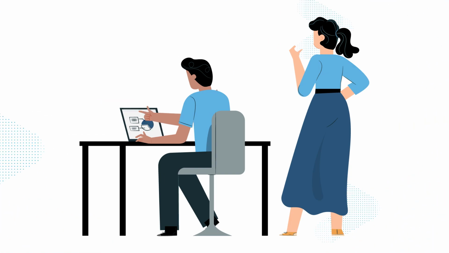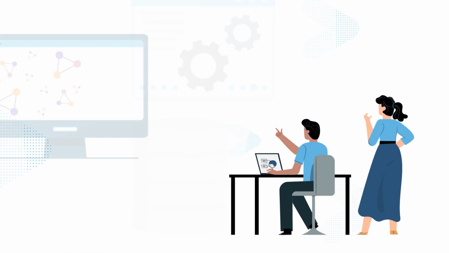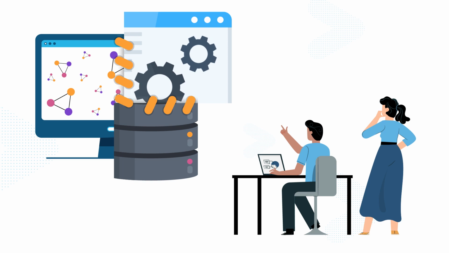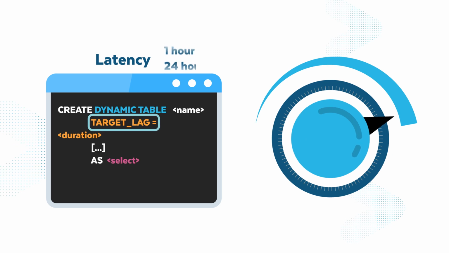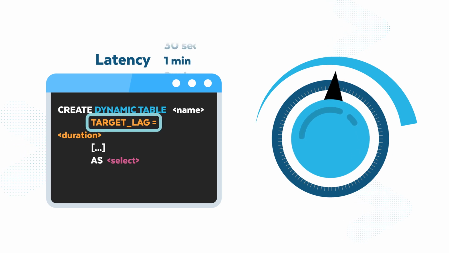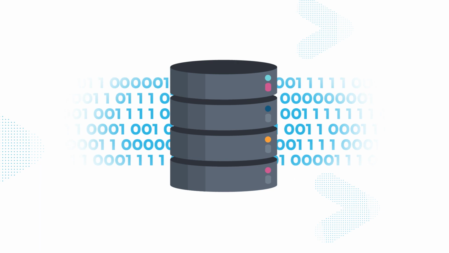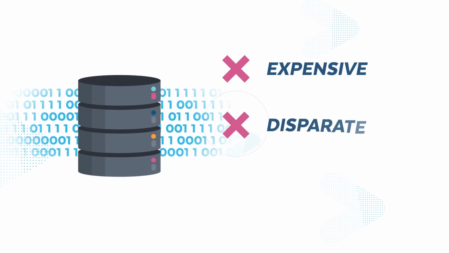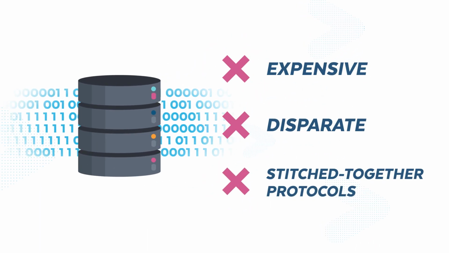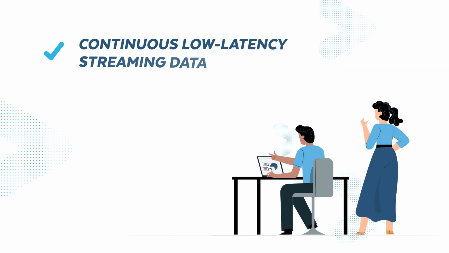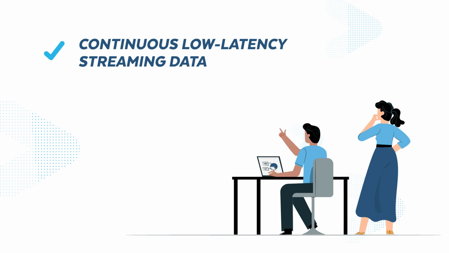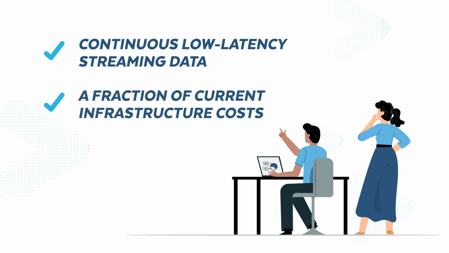Data engineers and developers will no longer need to stitch together different systems and tools to work with streaming and batch data into one single system, with the freedom to dial latencies up or down by tuning a single data freshness knob. Streaming no longer has to mean expensive, disparate solutions with stitched-together protocols. Optimize and simplify your analytics with continuous, low-latency streaming data alongside your batch data for a fraction of your current infrastructure costs.